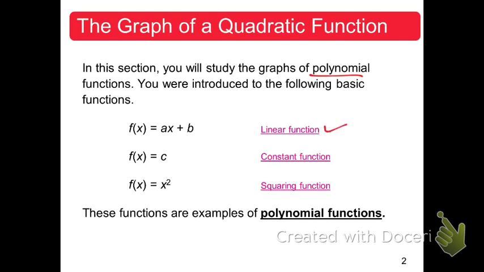We've seen the linear function. Keep in mind, this linear function is what we've seen in the past as mx plus b, where this a in this case is our slope, representing the m, and the b is my y-intercept. We've also seen our constant function and our squaring function. These are all examples of what we call polynomial functions.